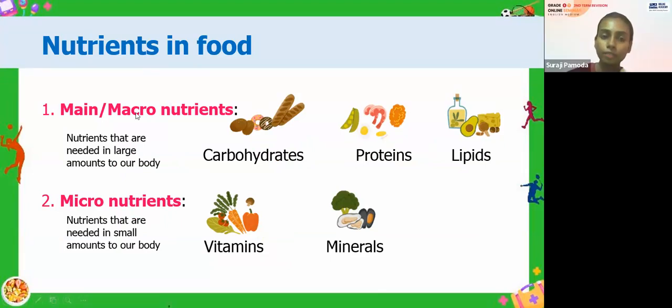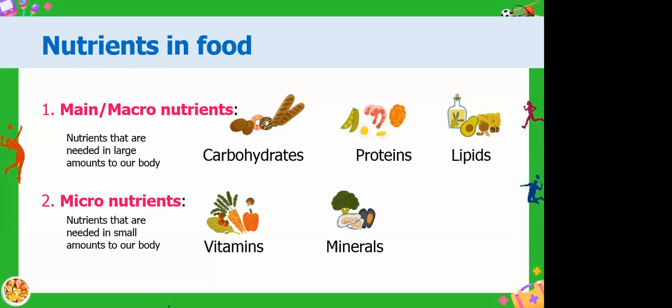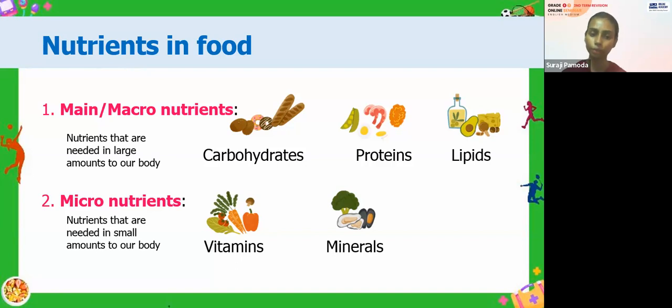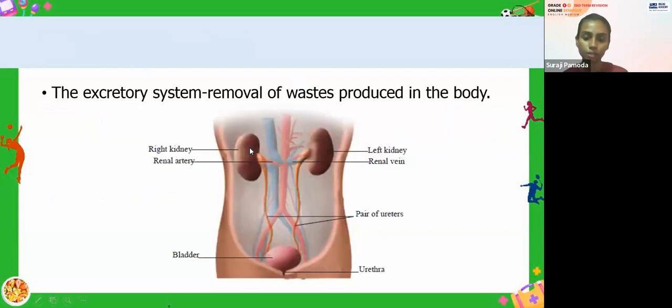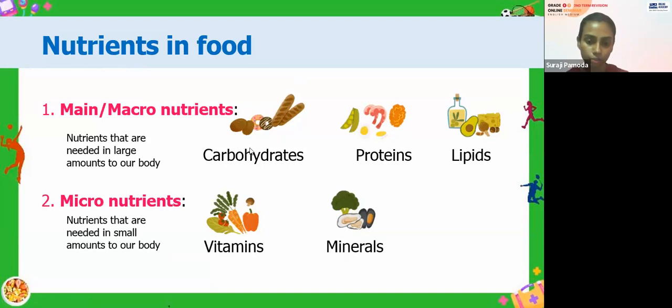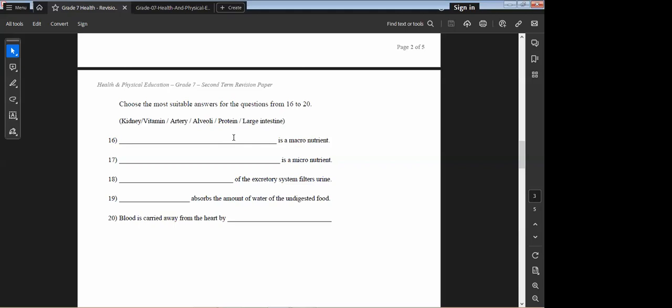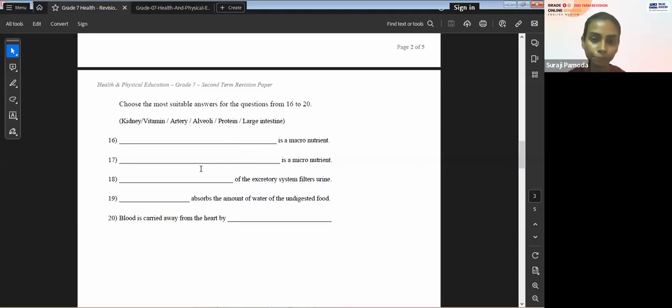Yes. So look at the word, right? Macro and micro. Macro means large, no? Therefore, nutrients that are needed in large amounts by our body, we call macronutrients. Micro means small amounts. Therefore, nutrients that are needed in small amounts by our body are called micronutrients. So here you can see the examples. Okay, so you already told me now. Those are the micro and macronutrients. So the answer should be 87. 16th should be protein. 17th should be vitamins. Okay, let's go to the 18th one. Okay, the excretory system filters urine. Blank. What is the answer?